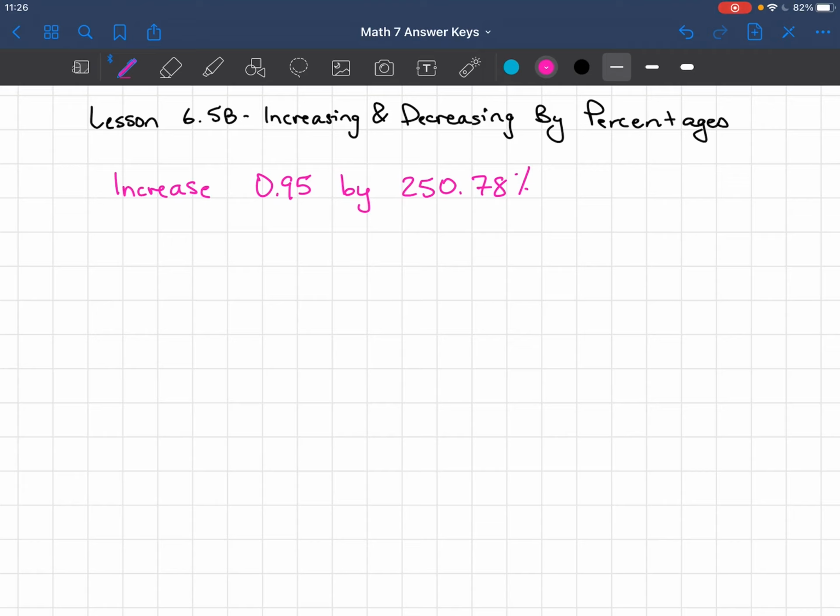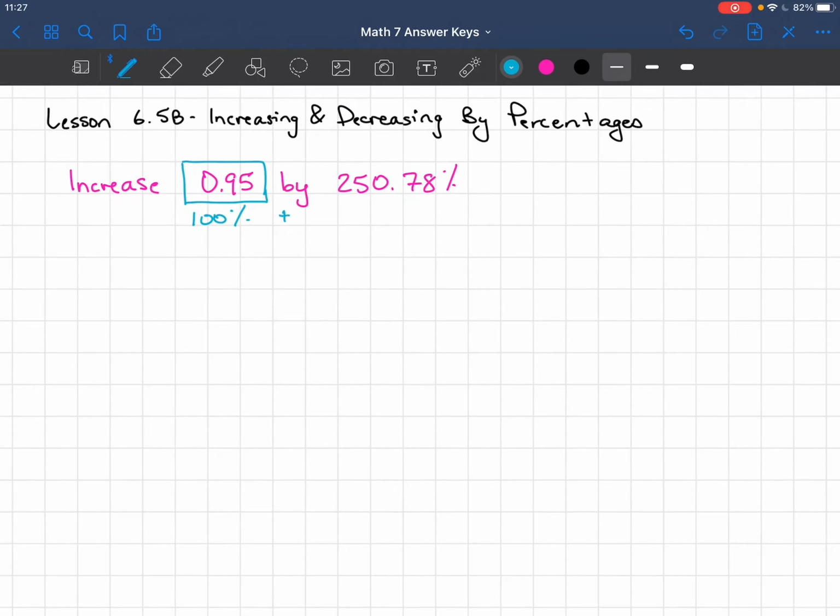Okay, let's do one more example. I'm going to continue to put gross decimal numbers in your homework, so this is just to help you get used to them. In this problem, we're asked to increase 0.95 by 250.78%. So we know that we're increasing, which means that we're going to be adding. We're going to identify our original 100%. This is a very small 100%, but that's okay.